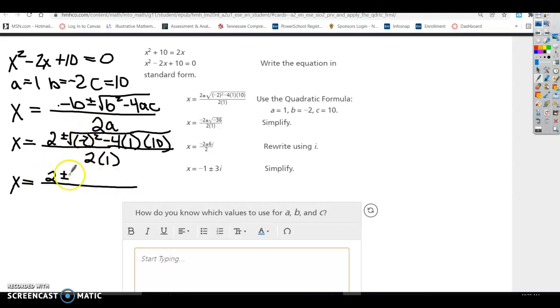So -2 squared is 4. And then minus 1 times 10 is -40, over 2. So x equals 2 plus or minus the square root of 4 minus 40, which is minus 36, and that's all over 2. And that's going to be 6i because it's negative.